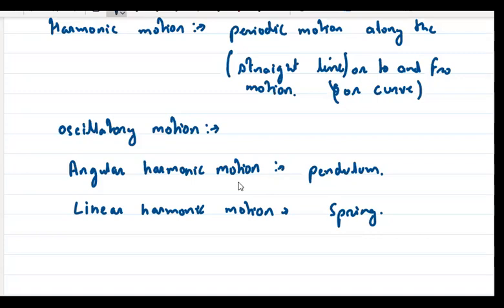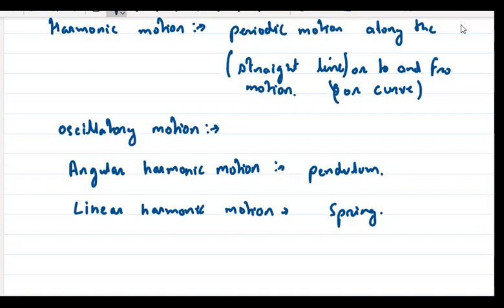So I can say angular harmonic motion is a kind of motion when the particle moves to and fro, or basically the particle is free to rotate about a given axis. Yes or no? And when you talk about linear, I can say it is motion in a straight line. It must be in a straight line. Got it? Clear?